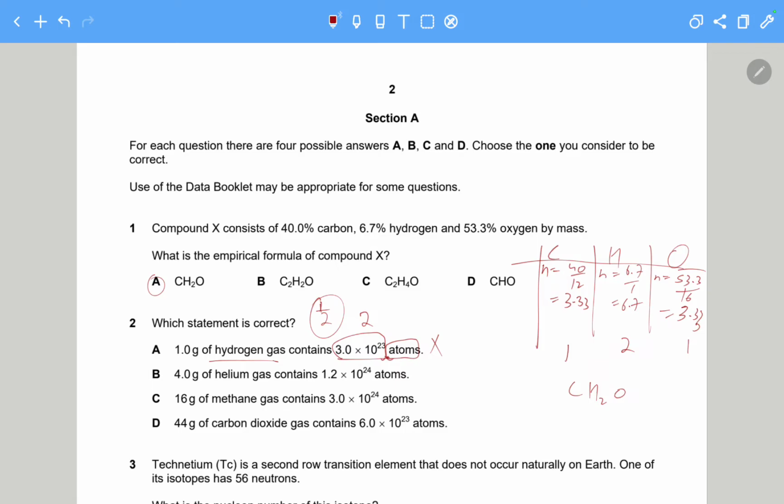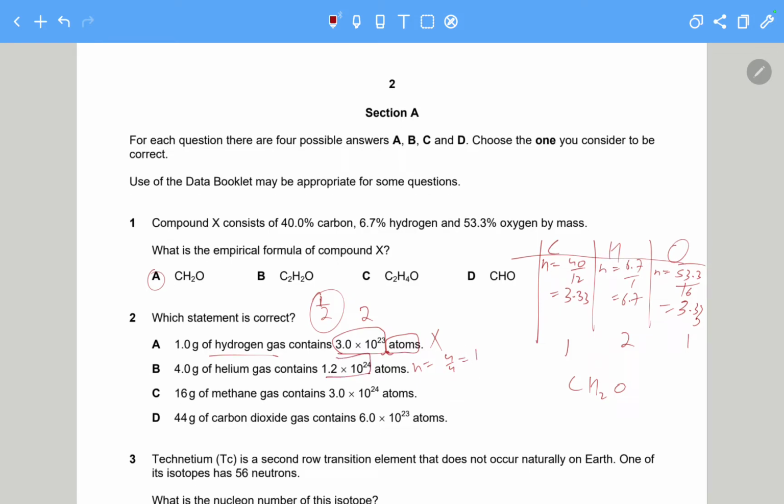4 grams of helium gas contains 1.2 × 10^24 atoms. So the mass of helium is 4 grams per mole. So the n in this case is equal to 4 over 4, which is equal to 1. So 1 mole of helium gas should only have 6 × 10^23 atoms, not 1.2 × 10^24 atoms. This is double, and therefore this is wrong.